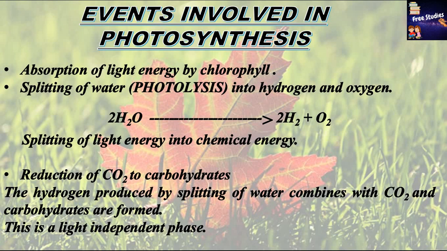The second event involves splitting of water. The process of splitting of water is also known as photolysis, and the water will get split into hydrogen and oxygen. You have to write an equation which is 2H2O = 2H2 + O2. In the second event, we are able to see the conversion of light energy into chemical energy.